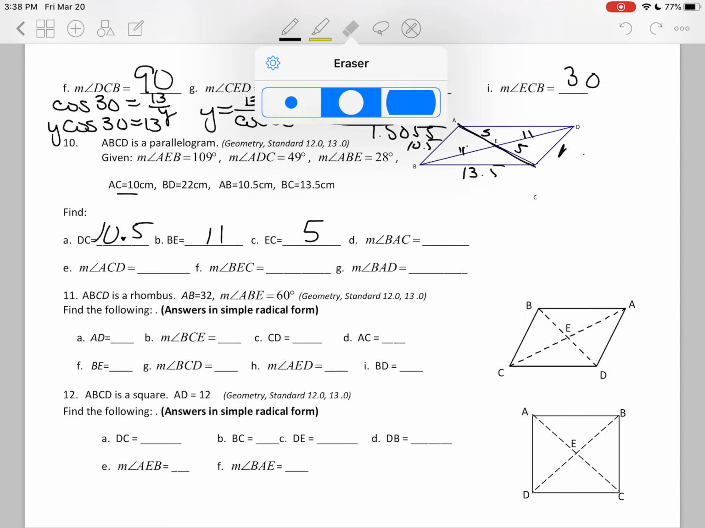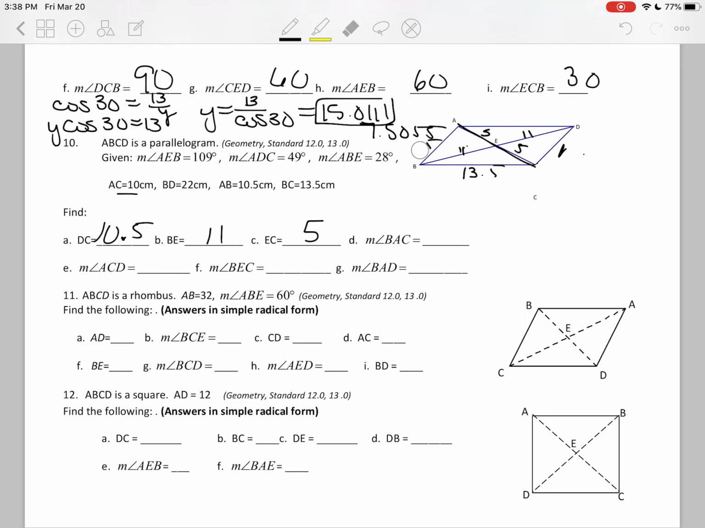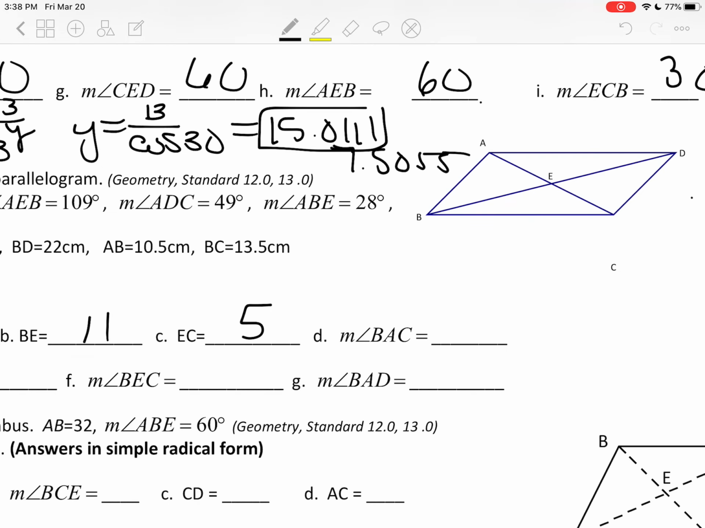Okay. I'm going to see if I can't go a little bit easier. There we go. The angles are going to take us a little bit more. So the angles they've given us are that AEB is 109. ADC, that's this big angle, is 49. And ABE is 28.